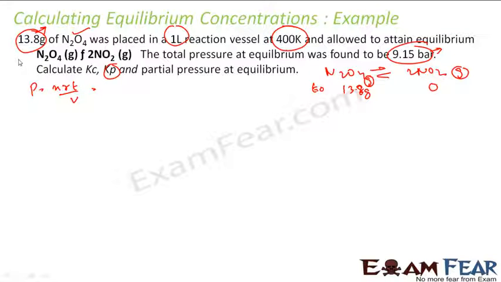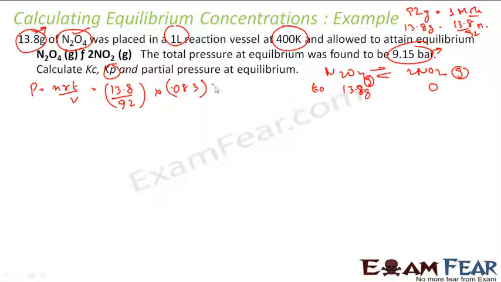So we know that 92 grams is equal to 1 mole for N2O4, because N2O4 it is 92 if you add the atomic mass. So 92 gram is equal to 1 mole. So 13.8 gram will be what? 13.8 by 92 moles. This is my number of moles. So let me put the value. So n will be what? 13.8 by 92. What is the value of R? 0.083, because I'm finding in bar. What is the value of T? T is given 400 Kelvin, divided by V. V is 1 liter. So you solve this, you get the value is nothing but 4.98 bar.